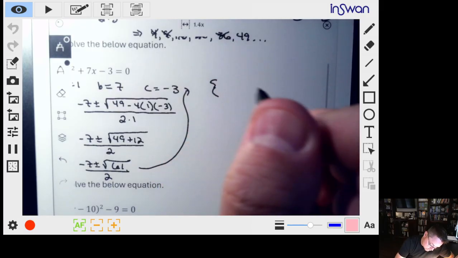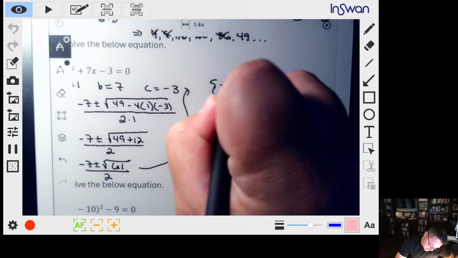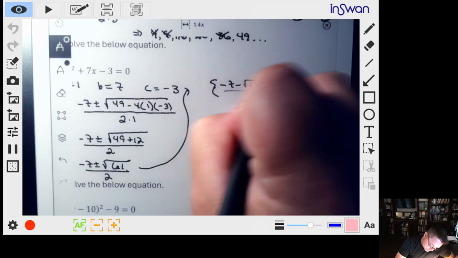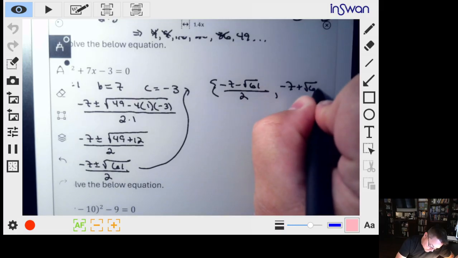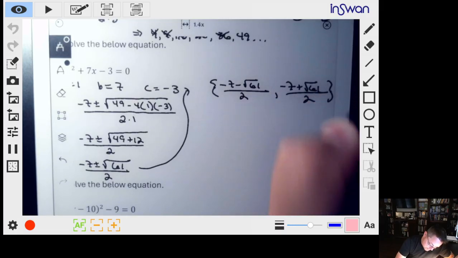So our two solutions are going to be negative 7 minus the square root of 61 over 2 and negative 7 plus the square root of 61 over 2.